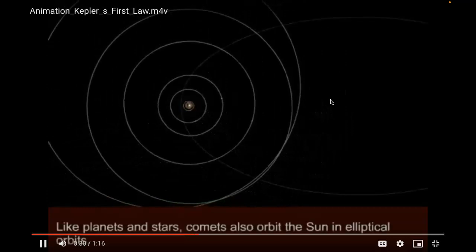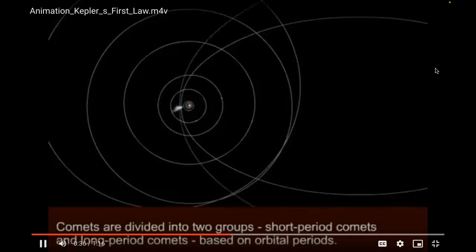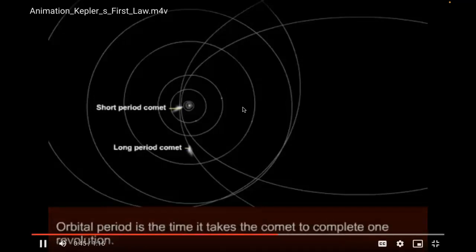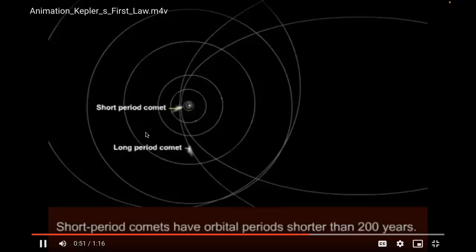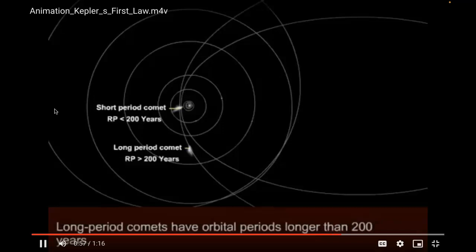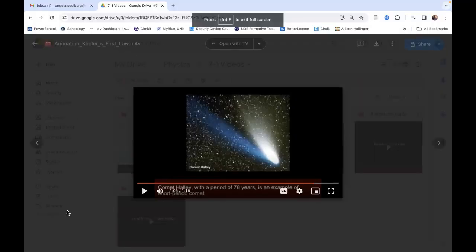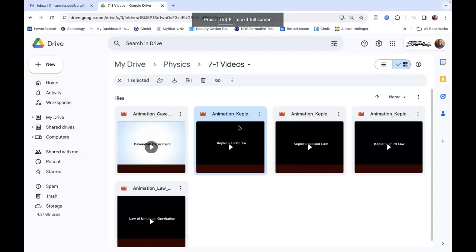Like planets and stars, comets also orbit the sun in elliptical orbit. Comets are divided into two groups: short period comets and long period comets, based on orbital periods. Now, I am not worried if you know the difference between a short period comet and a long period comet. I'm just trying to get with this Kepler's law for you to understand that the planets orbit around the sun in elliptical orbits. Comet Halley, with a period of 76 years, is an example of a short period. Okay, so that's what we should need to understand about Kepler's first law.